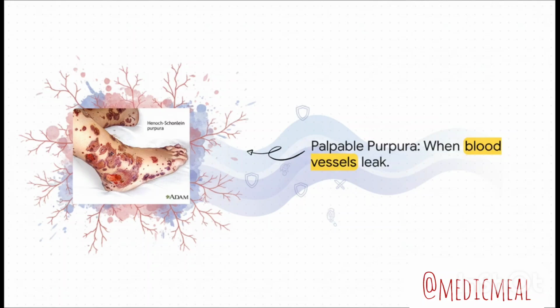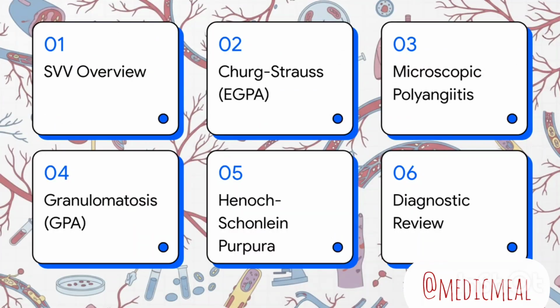This is palpable purpura. Now, this is way more than just a simple rash. It's a clear sign that the small blood vessels in the skin are inflamed, they're damaged, and they're starting to leak. And that really brings up a crucial question. What on earth causes the body's own immune system to turn on itself and attack its own vessels in such a dramatic way? To get to the bottom of that, here's our plan for today.